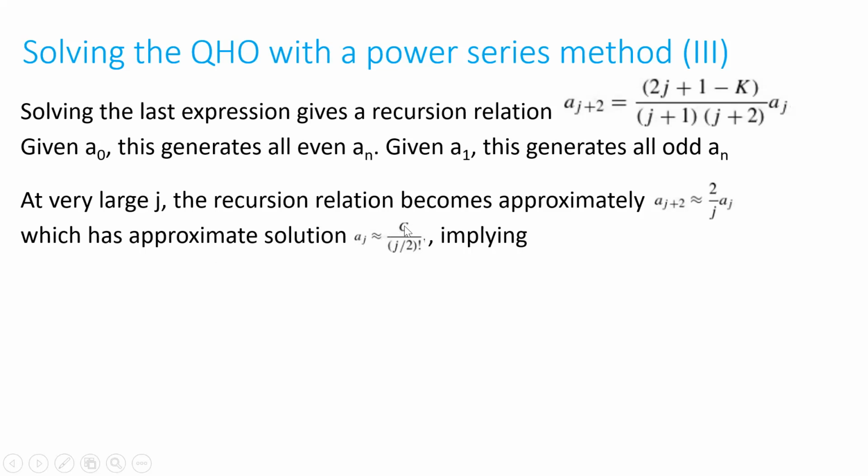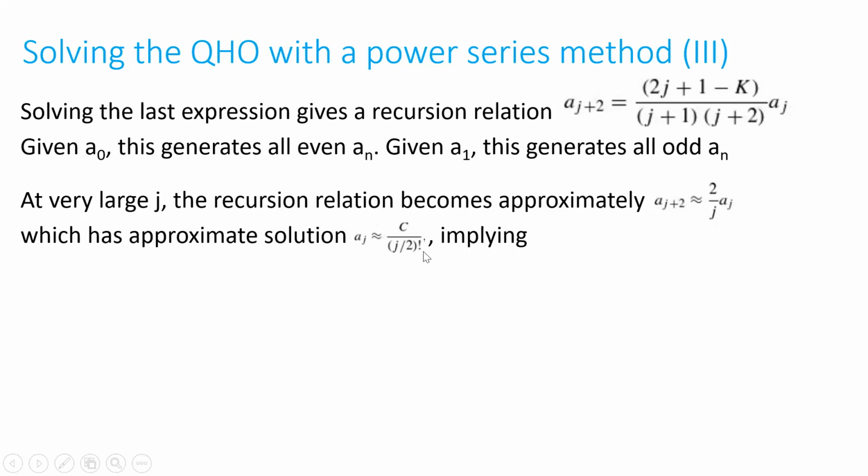aj is approximately equal to some constant over j over 2 factorial, which you can get if you plug in j plus 2 here. This becomes j plus 2 over 2 factorial, or j over 2 plus 1 factorial. If you take the ratio of aj plus 2 to aj, you actually get 2 over j plus 1. But since j is so large, that's essentially the same as 2 over j, which is why it's an approximate solution. So anyway, we get this approximate solution.